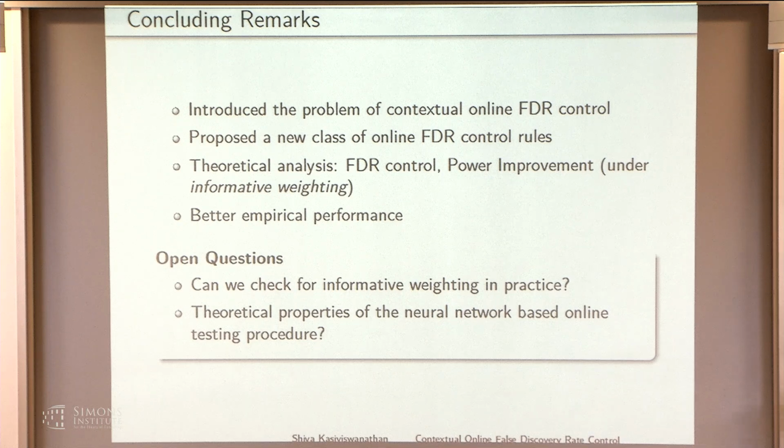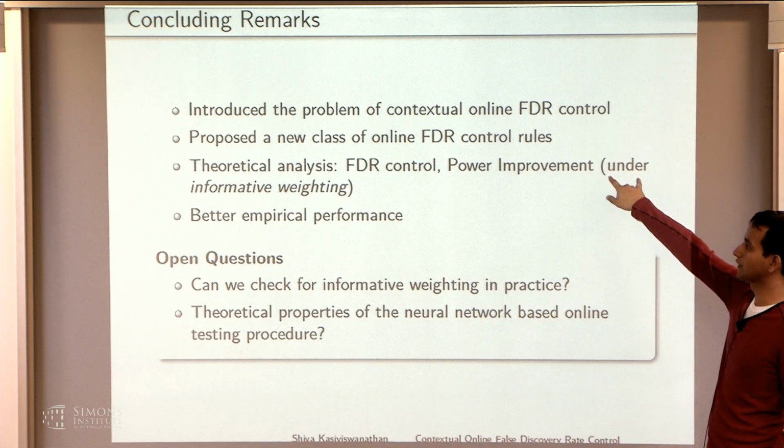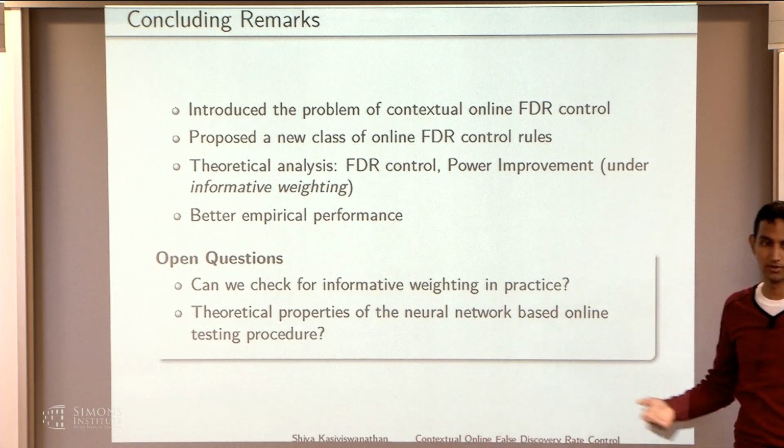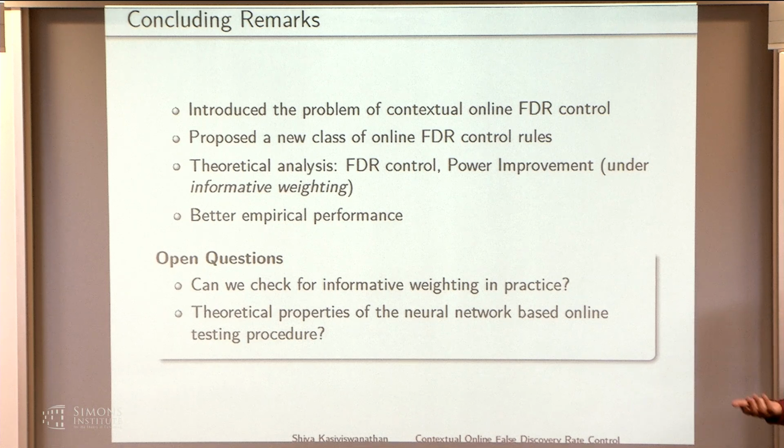One thing that we haven't done, which I think is really interesting, is that this notion of informativeness is really a condition on the distributions, and it's not clear how you can do that in practice. How do you check whether informativeness is satisfied in practice? And for the procedure based on neural networks, we don't have any proof of convergence. So it'd be interesting to see whether they really converge to anything interesting. Thank you.